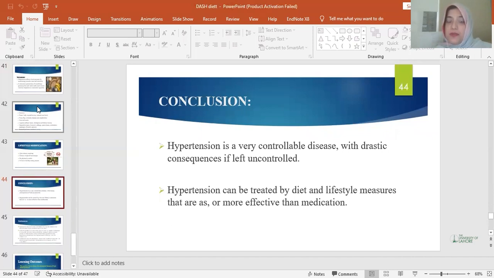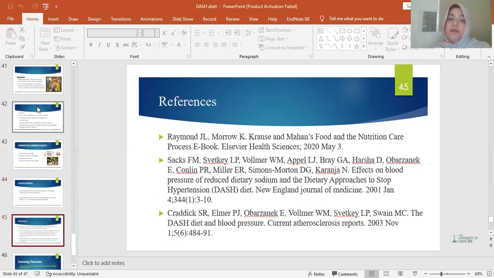In the end, I would like to conclude that hypertension is a very controllable disease with drastic consequences if left uncontrolled. As we have discussed earlier, it can affect our brain, our eyes, our heart and kidney. So diet is the major thing through which we can control the consequences or complications. Hypertension can be treated by diet and lifestyle measures that are as or more effective than medication.